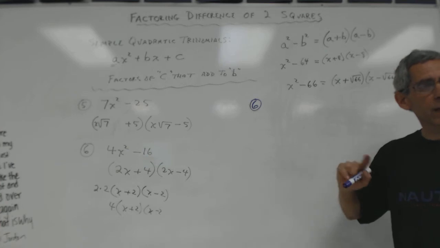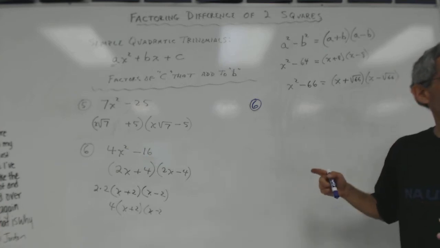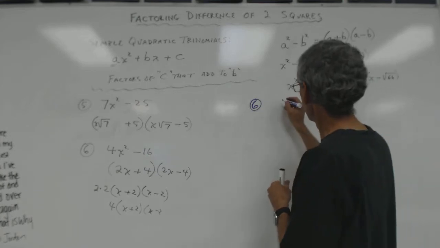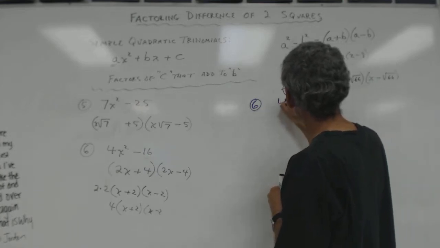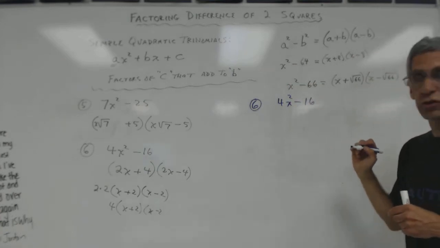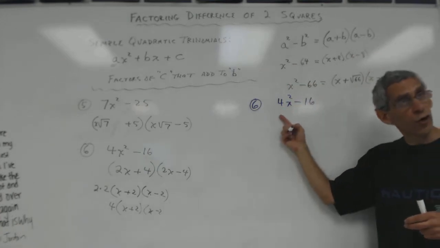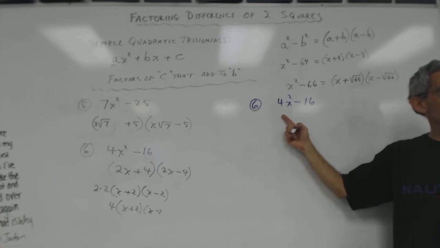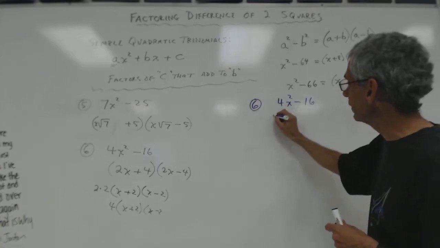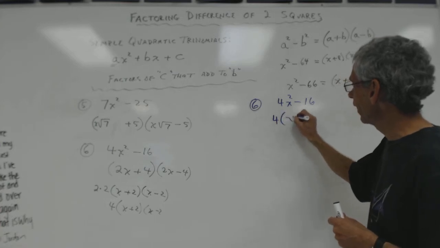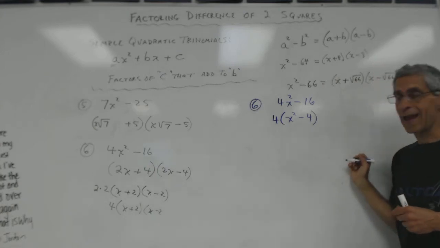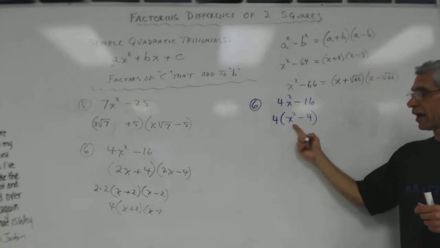We're in the middle of this problem. Okay, so I'm going to rewrite this. 4x squared minus 16. Okay, guys. All right. First of all, my cardinal rule of factoring. Is there a greatest common factor that I can factor out? 4. So I'm going to immediately do that. And then I have x squared minus 4. All right, now I'm ready to factor this.